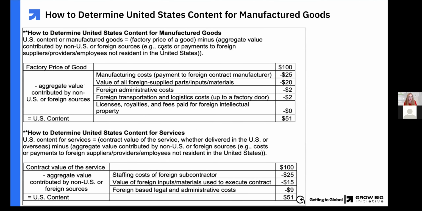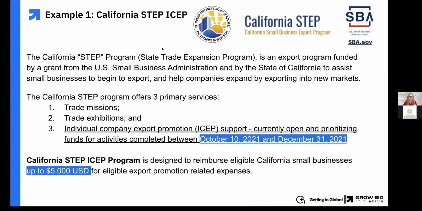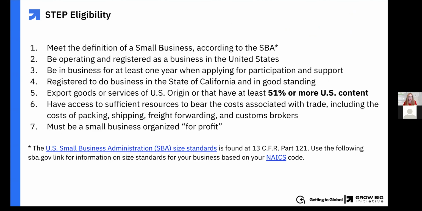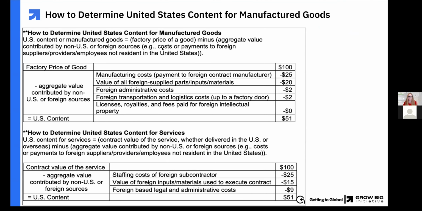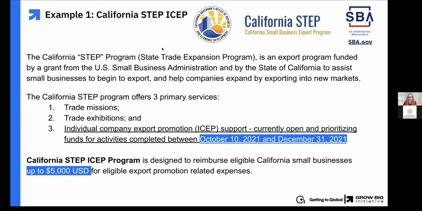Here's the formula I just mentioned. You take the factory price of the good, subtract the aggregate value contributed by non-US or foreign sources, and the remaining is your US content. If it is over 51%, you qualify for applying for the grant. At the bottom, you can see this grant applies to both products and services, and you calculate the US content of your services in pretty much the same way.